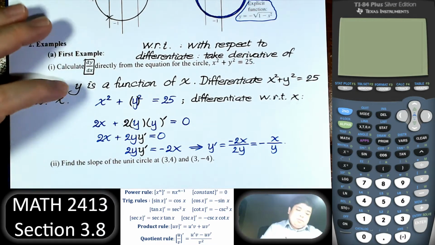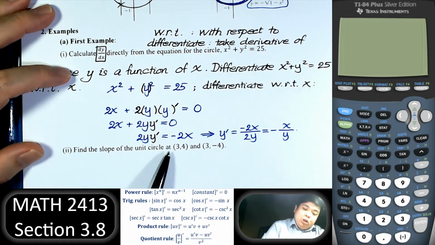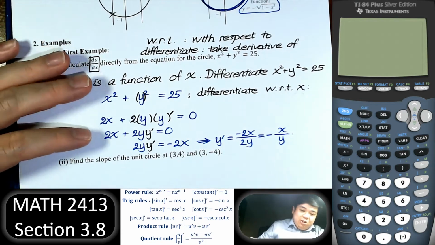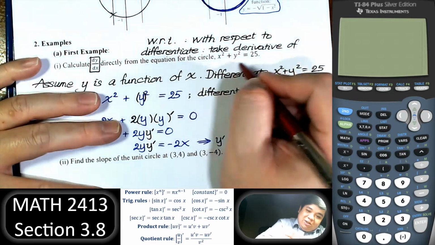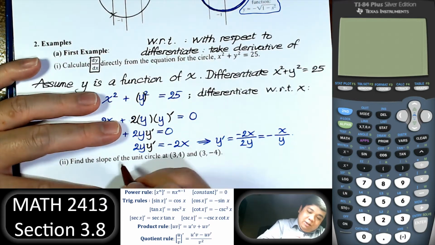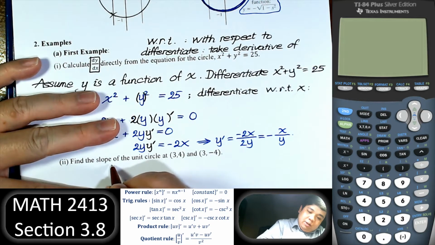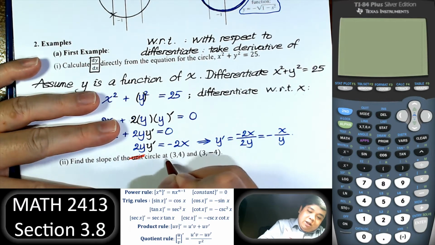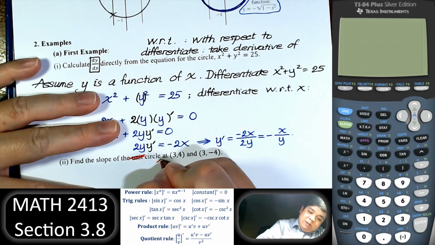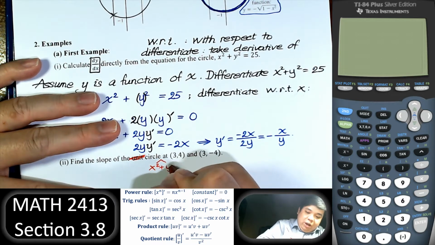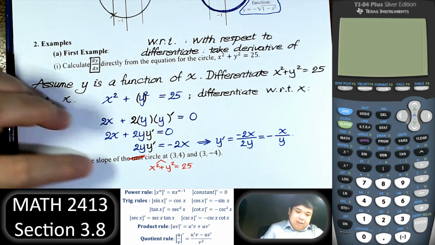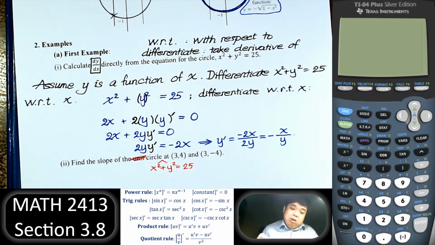Alright, next, find the slope of this circle. It's not the unit circle. Of the circle x squared plus y squared equal to 25. So we have the same equation. I'll change that in the notes so you don't have to worry about that.